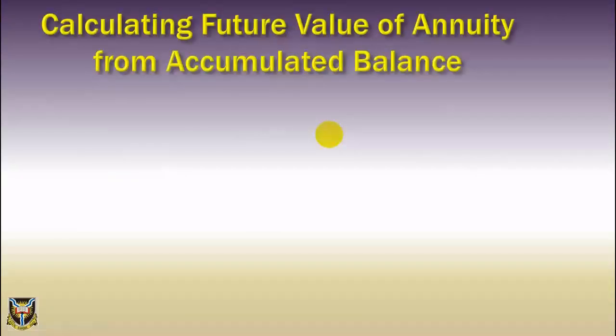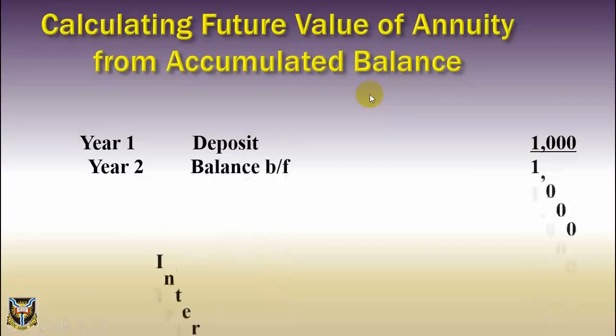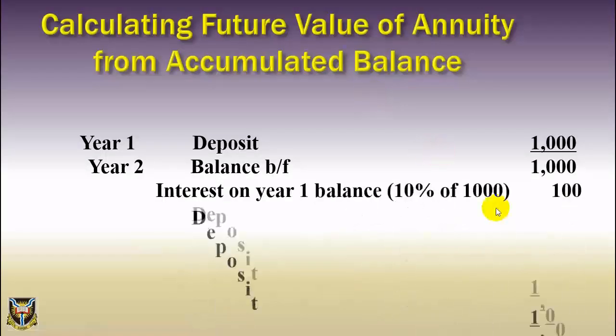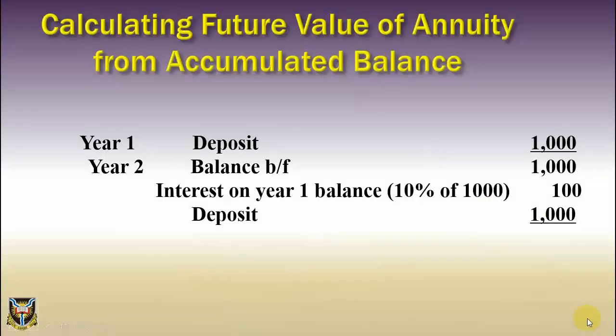B. Calculating future value of annuity from accumulated balance. Using the accumulated balance at the end of each year, the future value can be calculated as follows. Year 1. Deposit 1,000. Year 2. Balance brought forward 1,000. Interest on year 1 balance, 10% of 1,000, 100 naira.